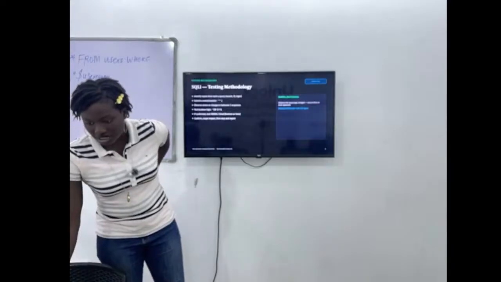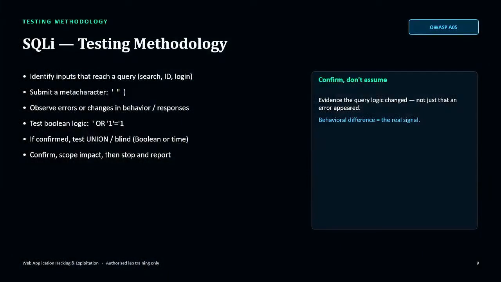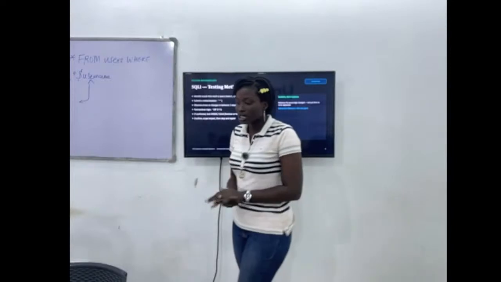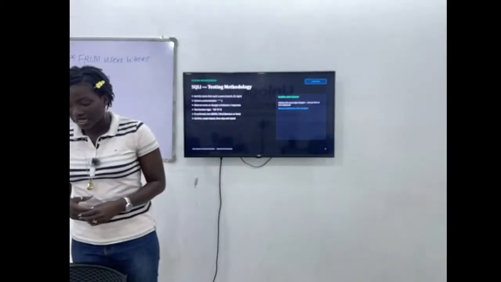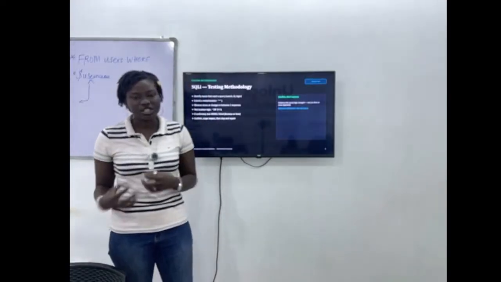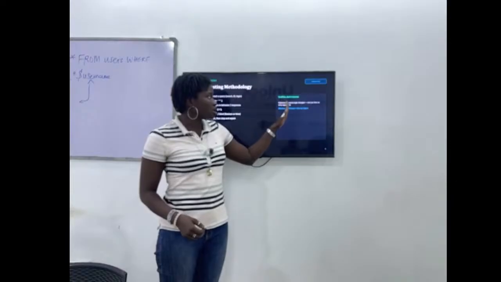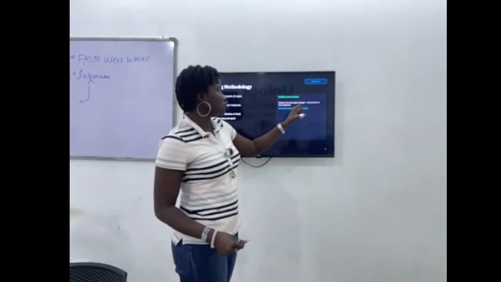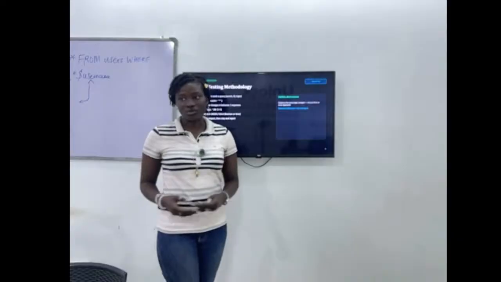We've already spoken about the testing methodology, right? A lot of the time you submit a meta character, such as the quotation marks over here, or the hashtags that we saw earlier. These are meta characters that typically systems shouldn't allow because we are much more grown up in the whole technological space. But yes, you have to confirm. Don't assume. Check to see whether these are actually working. The evidence is that the query logic changed, not just that an error appeared. Go and find out from different systems.